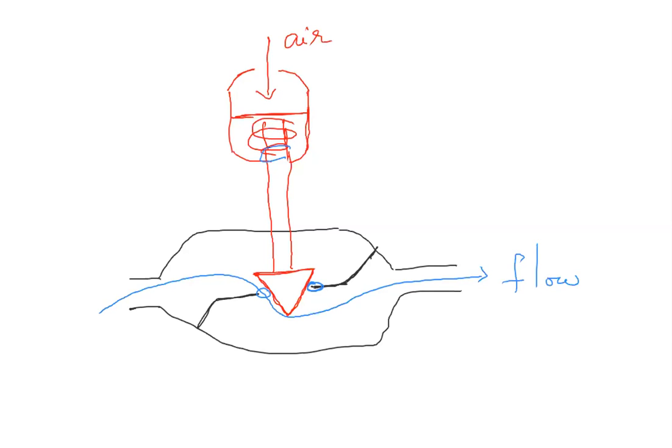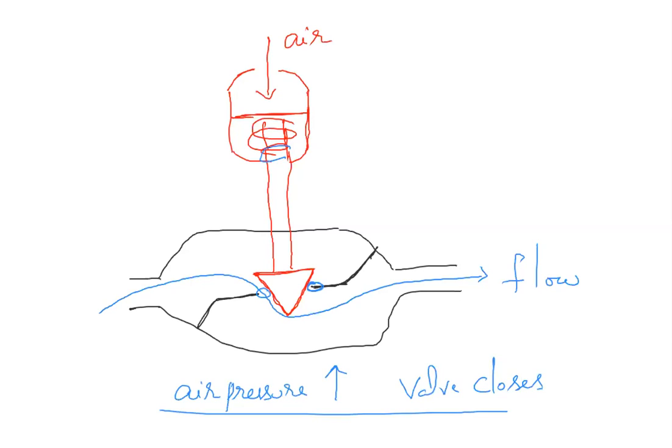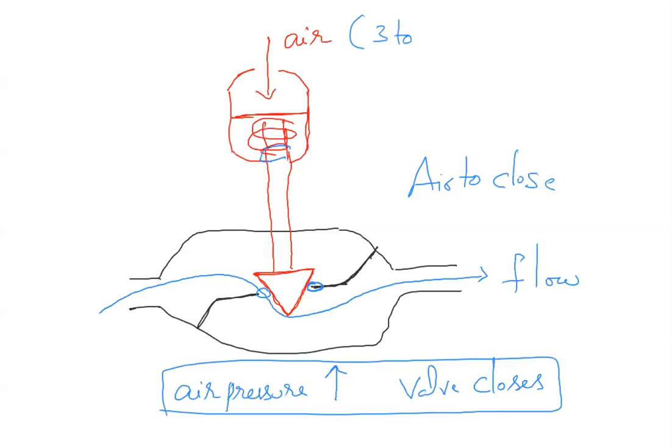So as the air pressure increases, the valve closes. So this is why this is called air to close. This type of valve is called air to close. The air pressure is in the range of 3 to 15 psi.